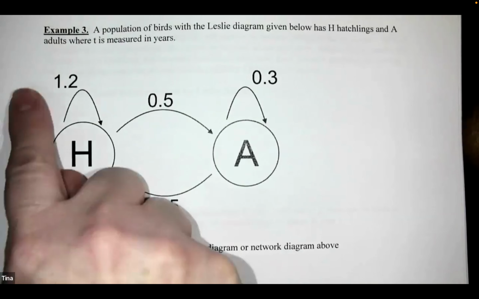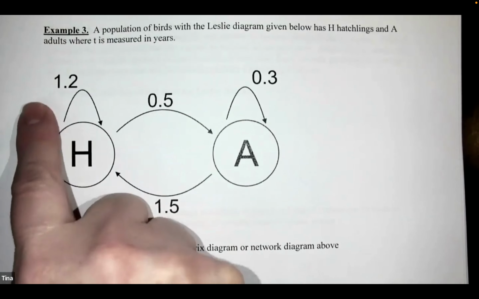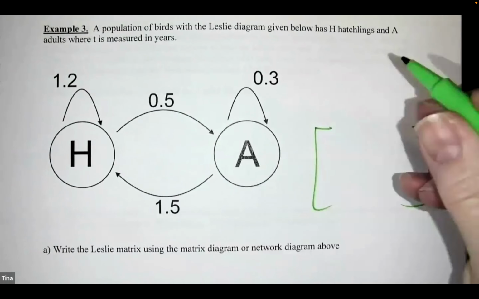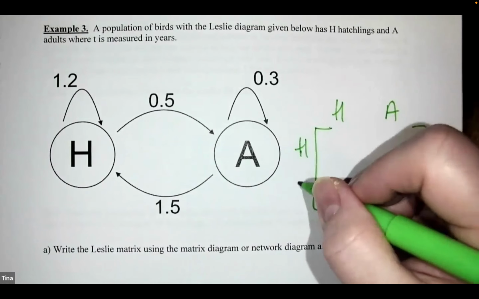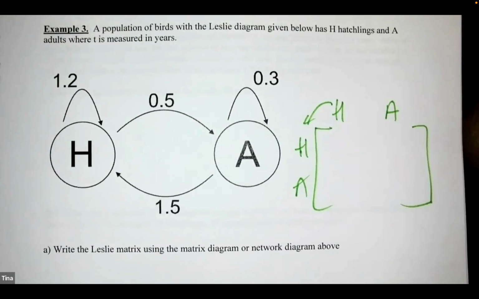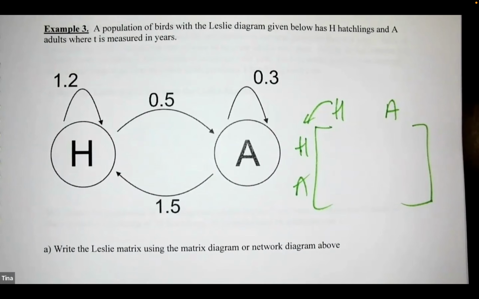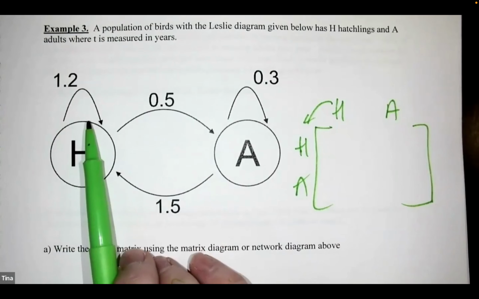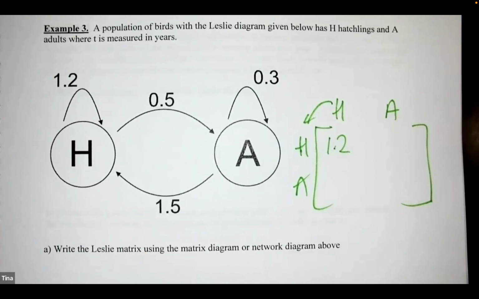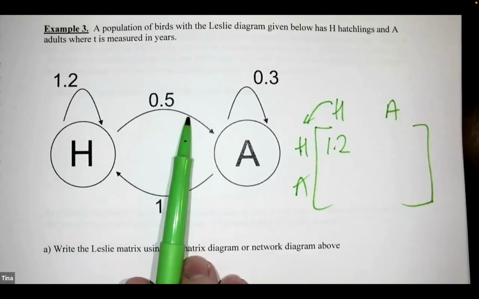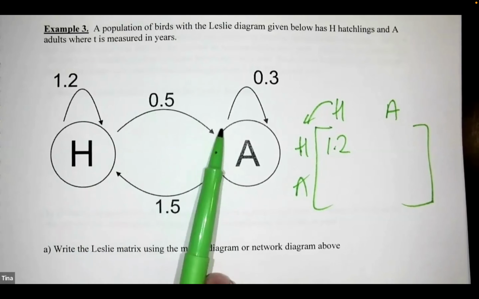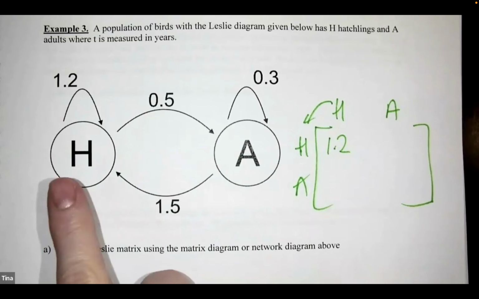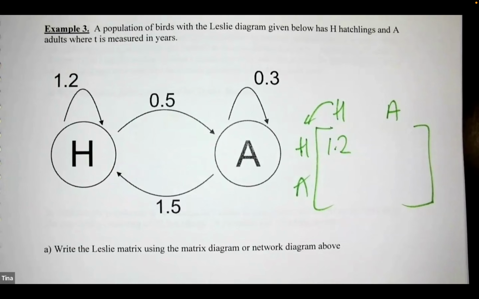This arrow going around from H to H is asking for hatchlings to hatchlings. So let's think about that. Let's write our matrix here just so I can do it right beside. So H, A, H, A, remember we're reading from the top down to the side kind of thing, right? Okay, so hatchlings to hatchlings. Well, that's 1.2, right? Hatchlings to hatchlings, 1.2. Now here, the arrow's going from hatchlings to adults. Put that where it would go in your matrix. So from H to A is 0.5. Where would that go here?